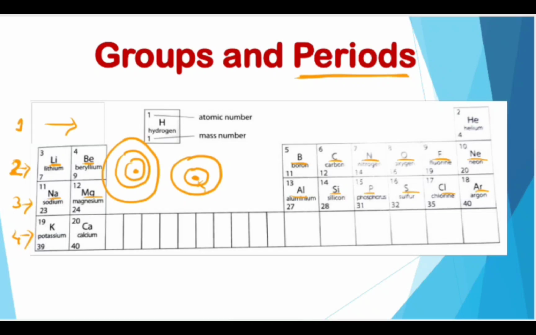So this is the K shell, L shell. They will have K, L, M. These will have K, L, M and N. Yes, children.